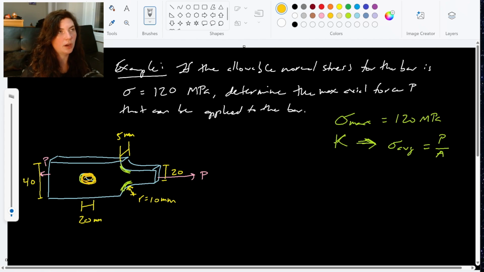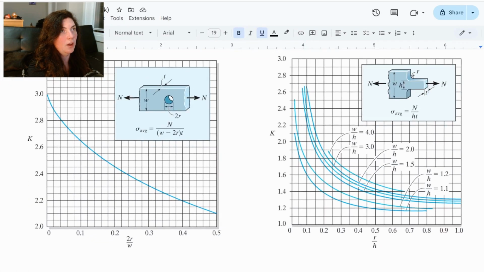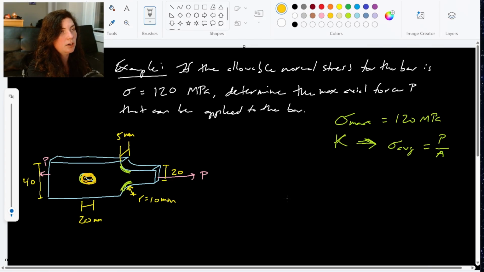So if we just start with my hole, let's see what we need, right? We know we're going to need those graphs, those diagrams. So I'm going to go ahead and pull those up for a hole. And it's this one on the left here. This one tells me that at the bottom of my chart, in order to get K, I need 2R over W, where 2R is 2 times the radius of my hole, so the diameter of my hole, over the width, the vertical width. So I'm going to pull both of those values off of my diagram here.